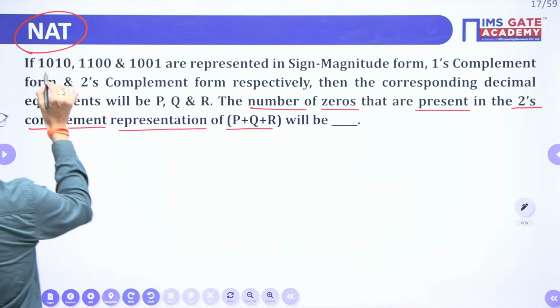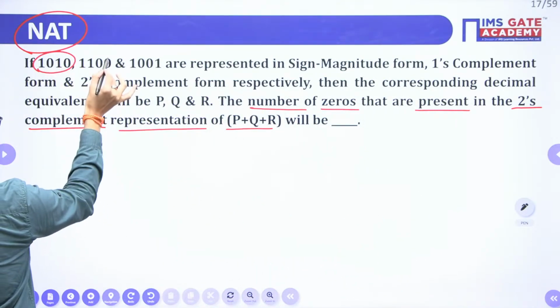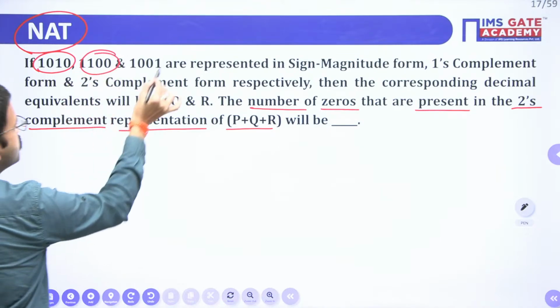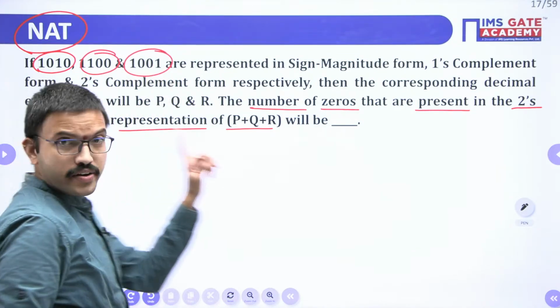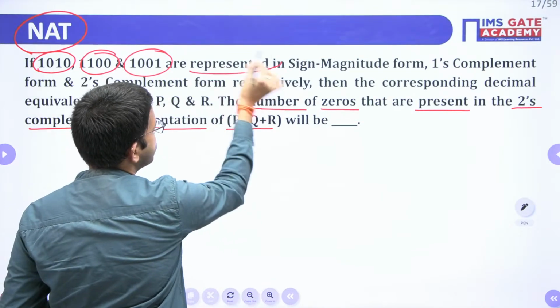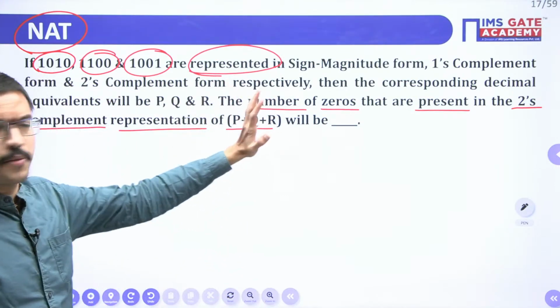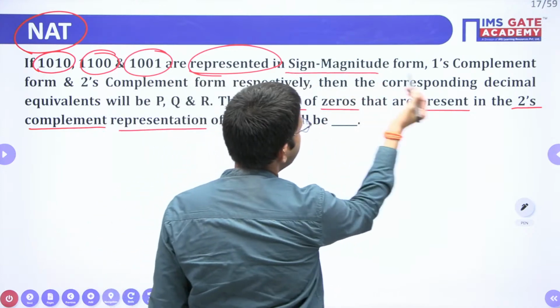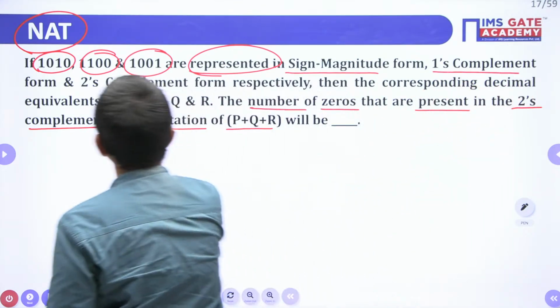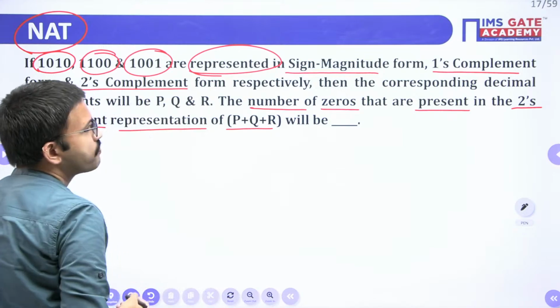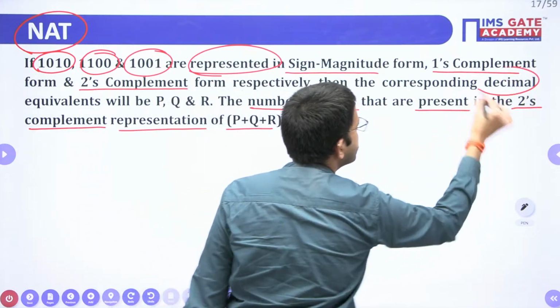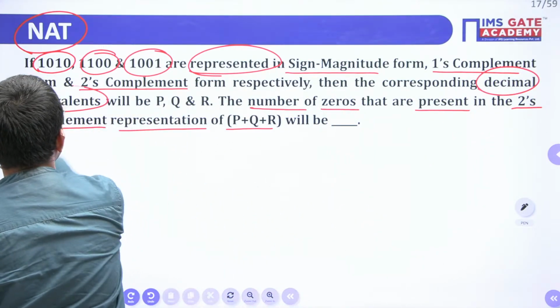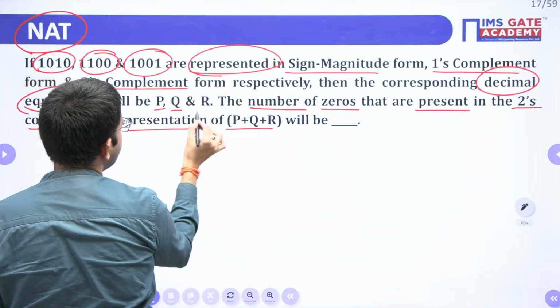See, read the question carefully. They have given three numbers: 1010, 1100, 1001, represented, and this word is very, very important when you are attempting questions related to this chapter, in sign magnitude form, 1's complement form, and 2's complement form respectively. Then the corresponding decimal equivalents will be P, Q, and R.